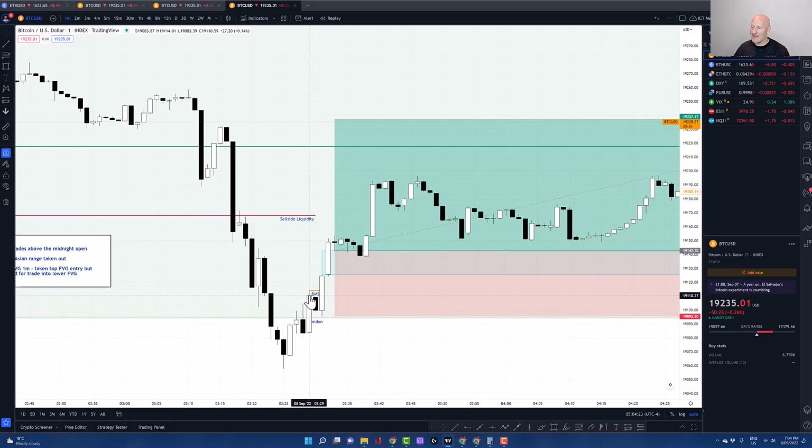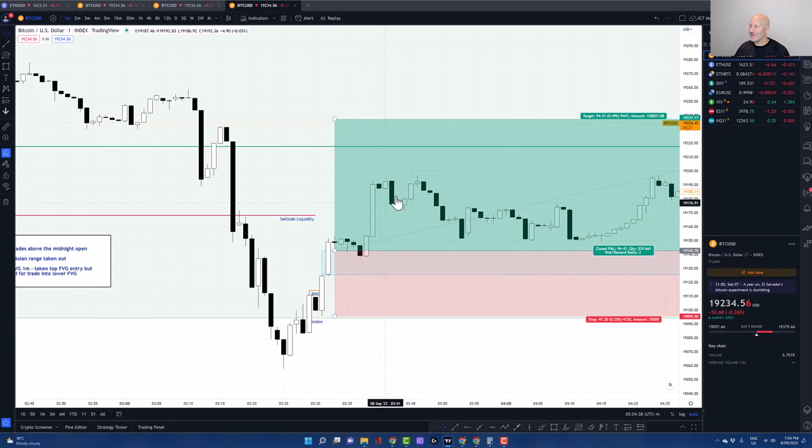So you can see the high of this candle is higher than this one and this one. So this candle breaks market structure as we trade upwards. So this is our displacement that we're looking for. And then we get this trade back down, and you can see the market comes back into the top fair value gap before trading away.